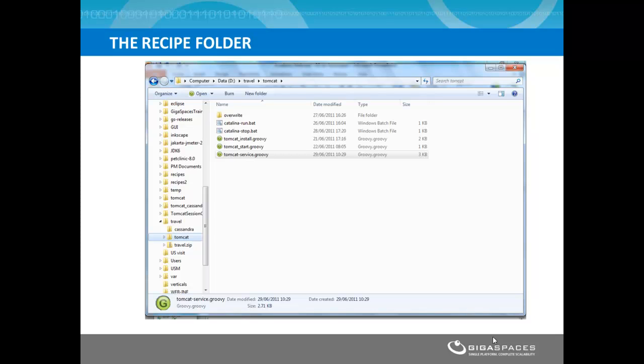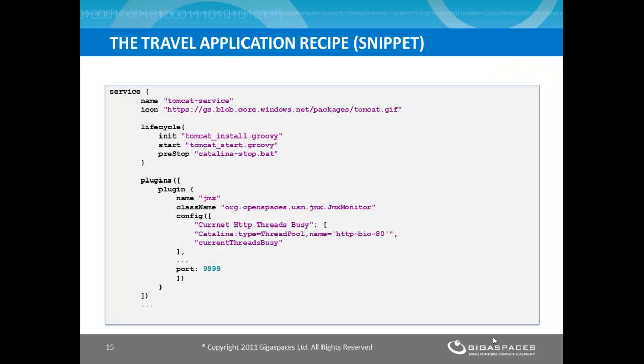Now let's see a snippet of how that recipe would look for our Tomcat service. As you can see, it's pretty self-explanatory. We've got the service name, and lifecycle events, which, as you can see here, the install and start scripts are provided in Groovy, and the stop script is actually a batch file. So we can mix and match between those scripts.